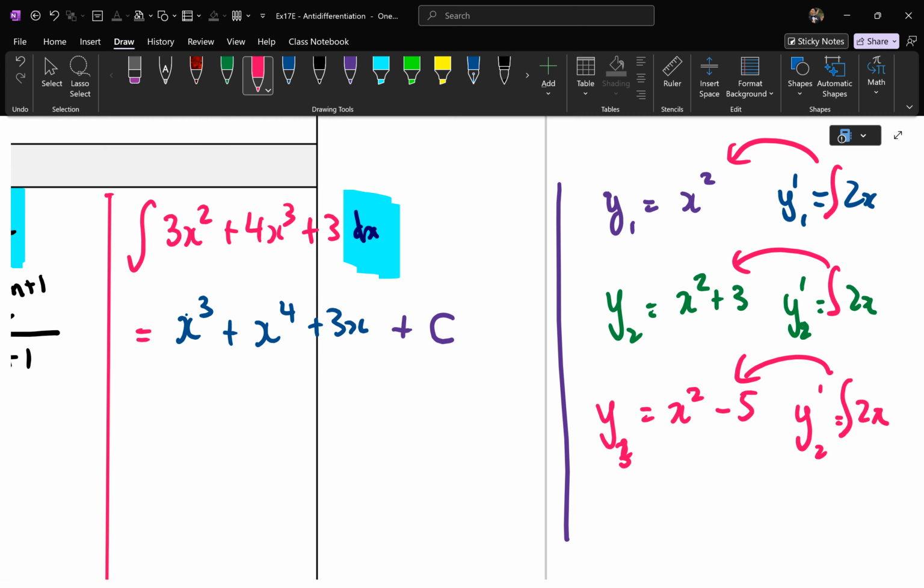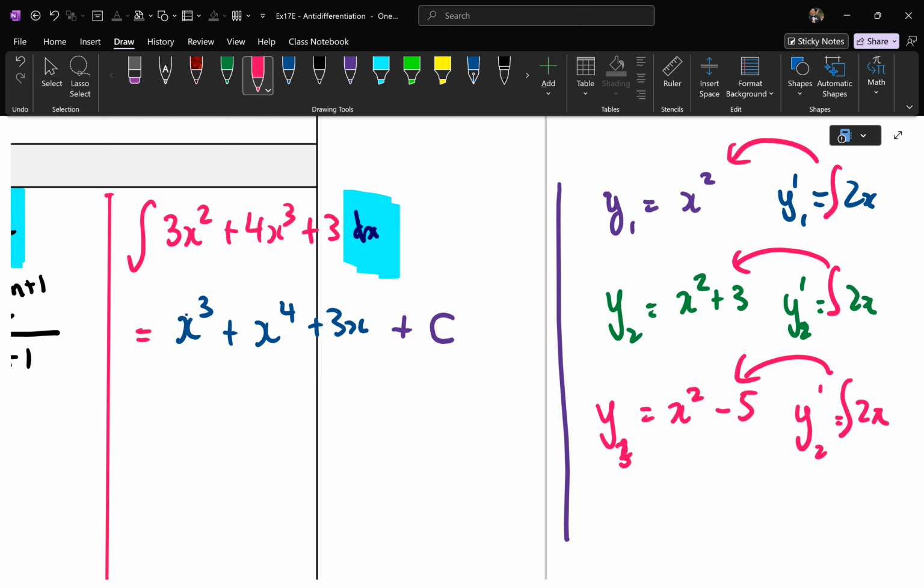Because it doesn't have to be a whole number. It could have been minus 5.1. It could have been minus 5.01. And the derivative still is 2x. That's why when you find the antiderivative, there is this whole possibility of constants that we don't know. That's why you have to have a plus c.